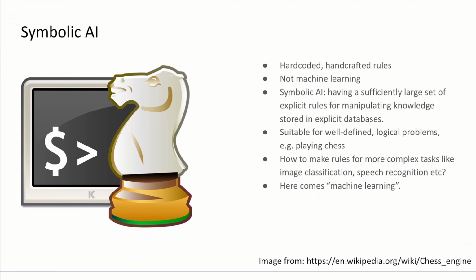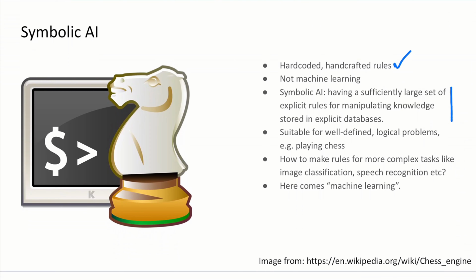Once we know the definition of artificial intelligence, it's a huge field. We also should understand what symbolic AI is. So let's assume you're building an algorithm to play chess. When you're building an algorithm to play chess, you will have some hard-coded or handcrafted rules, and that's not machine learning. Symbolic AI is not machine learning. It's more about having a sufficiently large set of explicit rules for manipulating knowledge stored in explicit databases.